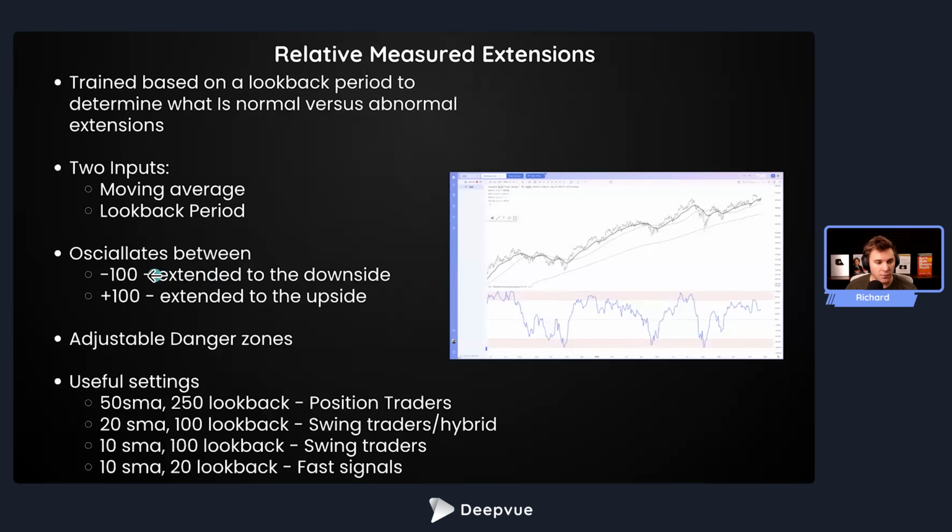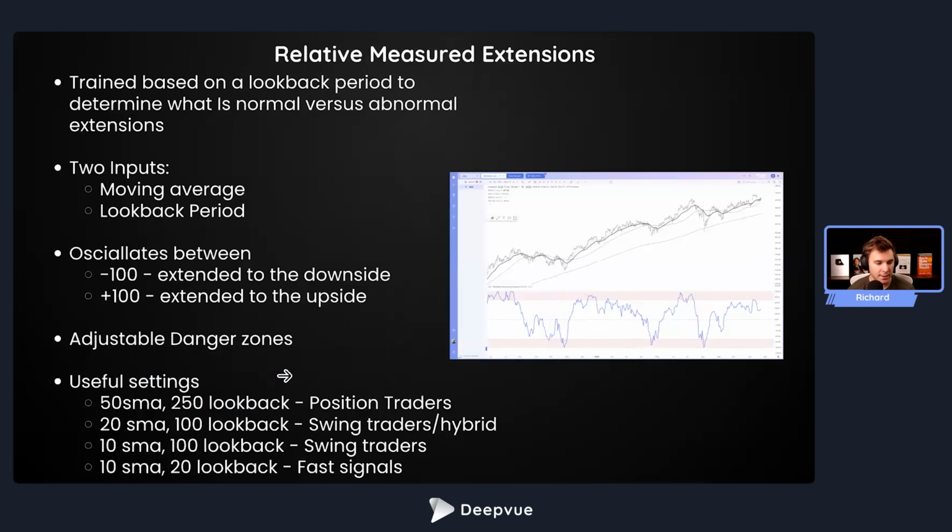The indicator itself oscillates between negative 100, which means extended to the downside, and positive 100, which means extended to the upside. Neutral is anywhere in between. Zero is the neutral line. And you've got these adjustable red areas here that you can decide, your danger zones, extended to the downside, extended to the upside.